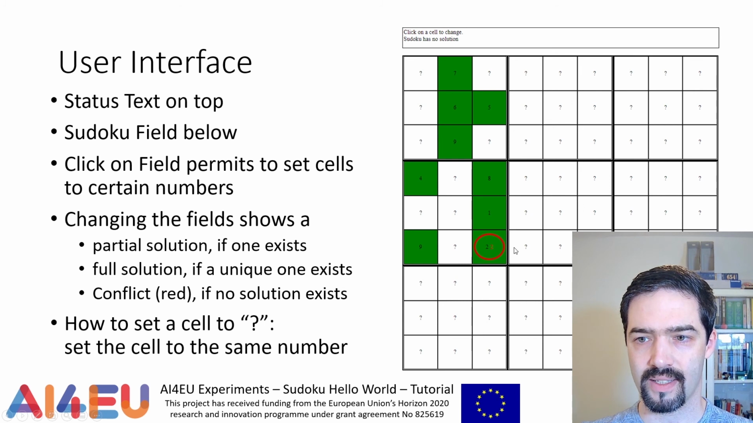If you want to set a number to a question mark, you click on it, and you click on the same number. Then it becomes a question mark.